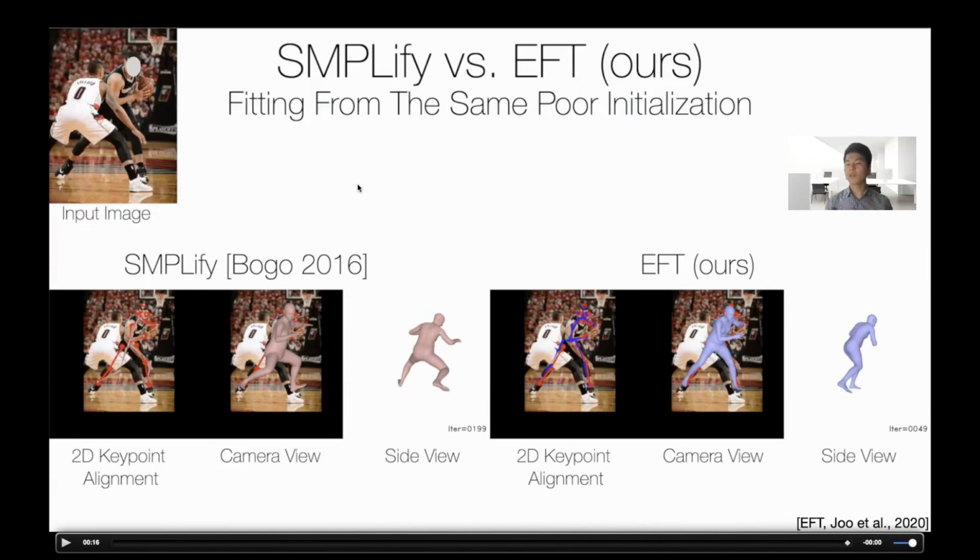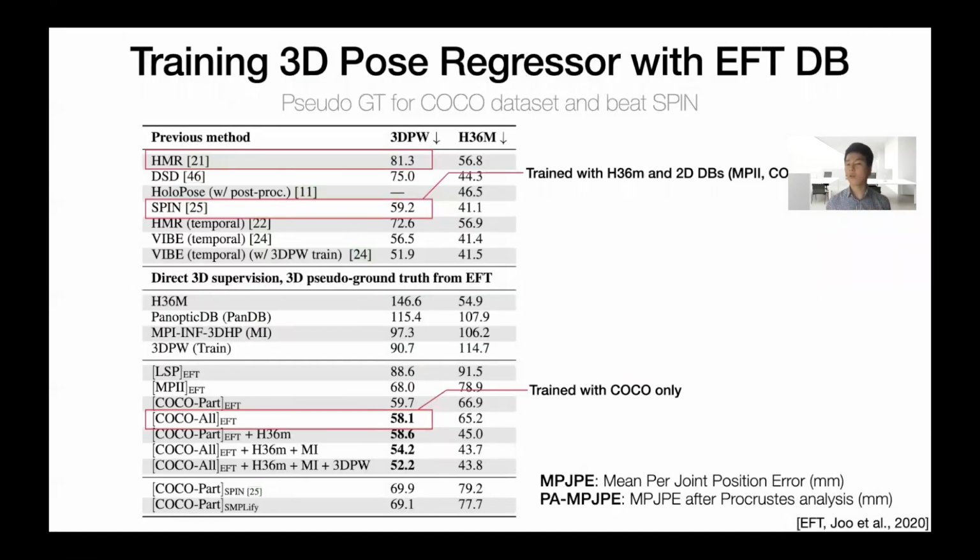Especially, we do this for the entire COCO data set. And now we have a nice pseudo ground truth for the COCO data set. And then we can just use this nice pseudo ground truth to retrain our network without using any other complicated technique, right? And this is some quantitative evaluation.